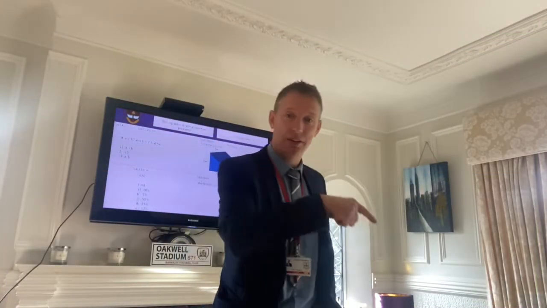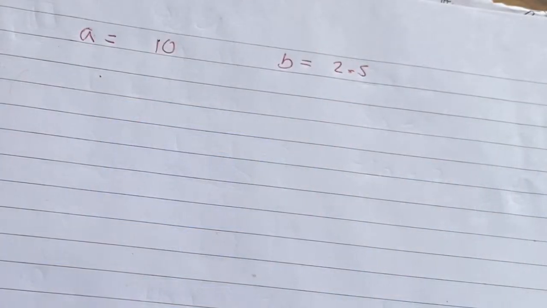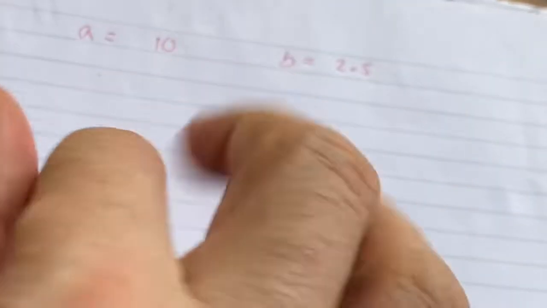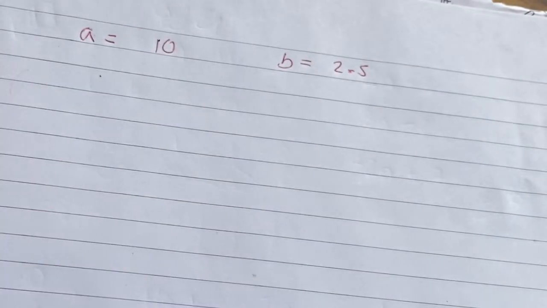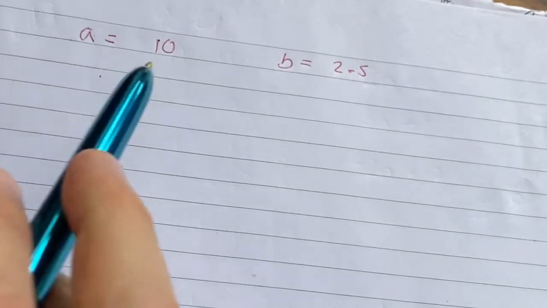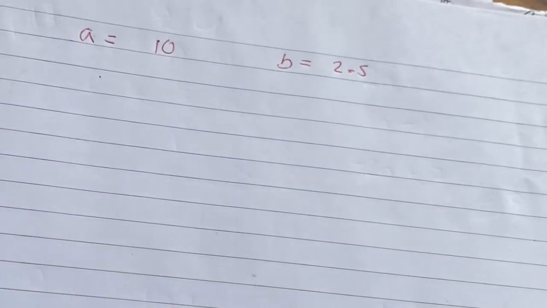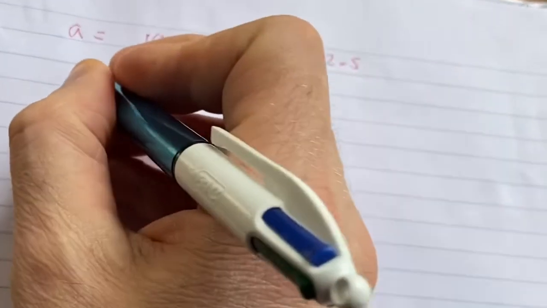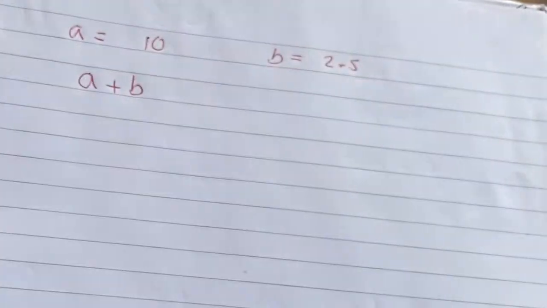Go through those answers just here. Okay, so I'm going to go through that 4-part starter. Sorry about my horrible old wrinkly hands, but the first bit says if A is 10 and B equals 2.5, what is A plus B?